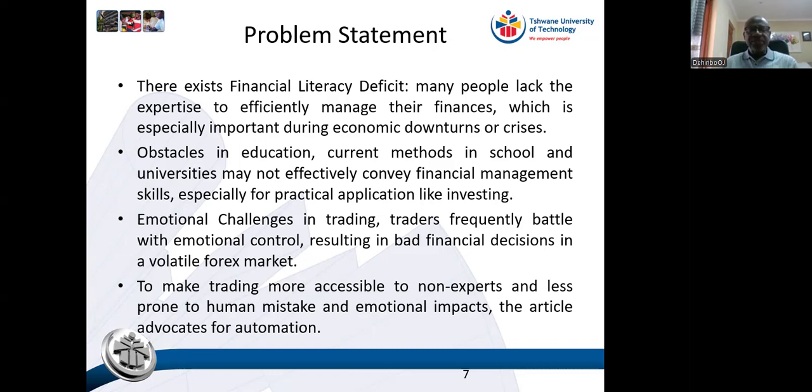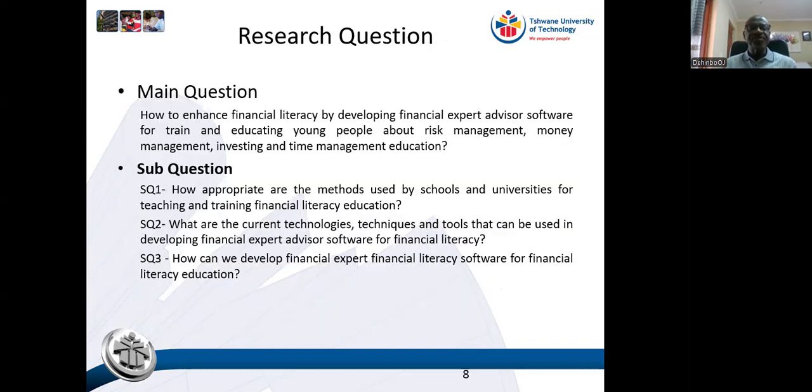So in order to make trading more accessible to even non-experts and also to make them less prone to human mistake and emotional impact, this article advocates for automation. And the main research question, therefore, is how do we enhance financial literacy by developing the financial expert advisor system to train and educate young people about risk management, monitoring and investing, and time management in financial education.